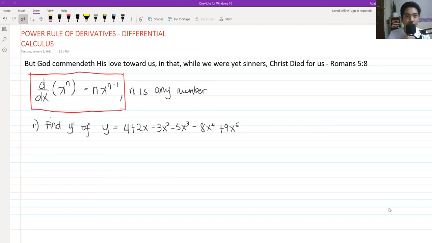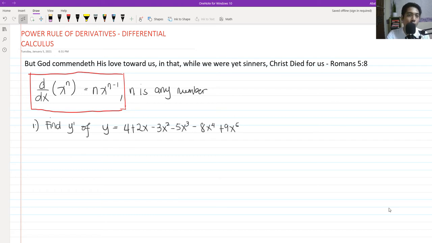Hi, so for today we're going to talk about the power rule in derivatives. This is one of the basic differentiation formulas, wherein it is called the power rule. This is a part of our differential calculus topic, and the power rule is one of the most used rules when it comes to differentiation, or getting the derivative of a certain function.